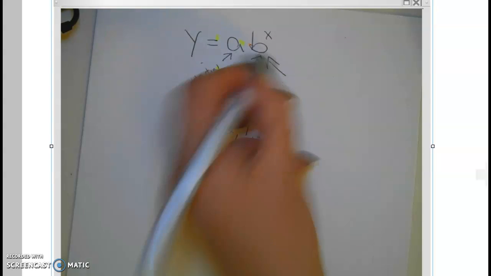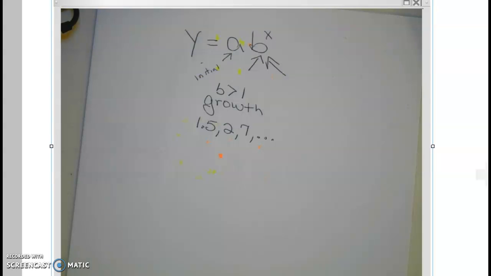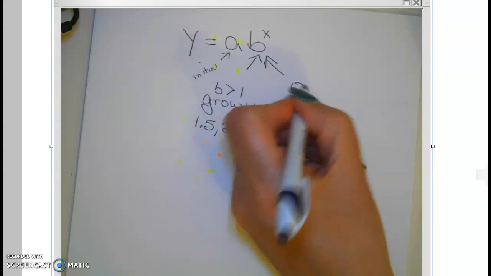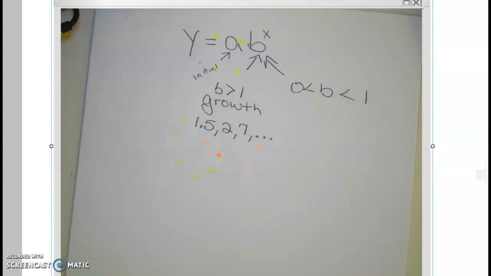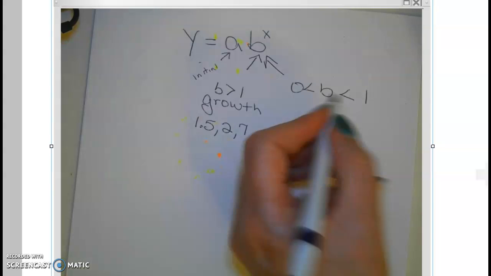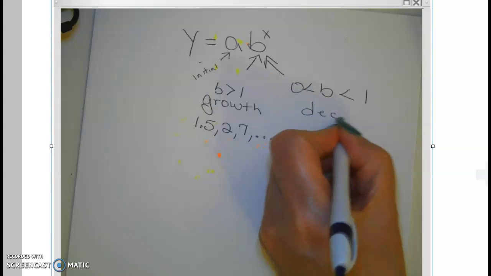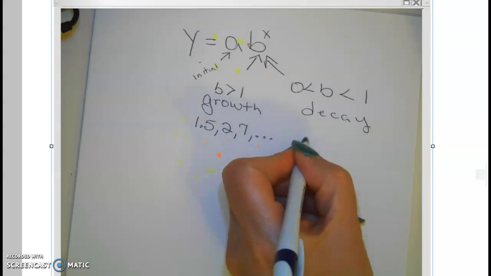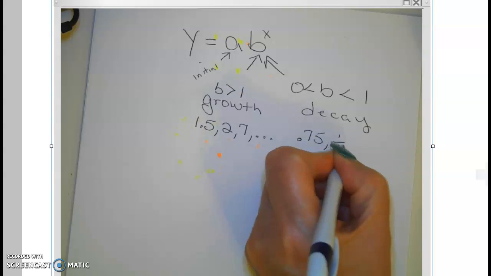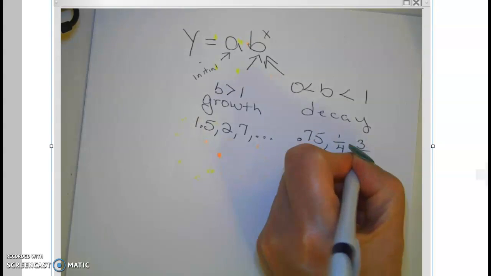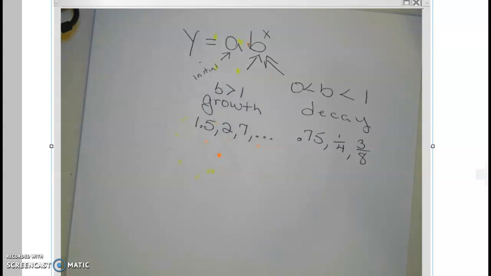But if this b value is, let's just say, between 0 and 1, so it's greater than 0 but less than 1, then it is decay. What would that look like? It could be 0.75, it could be 1/4, it could be 3/8, anything like that, anything between 0 and 1. That would give us decay.